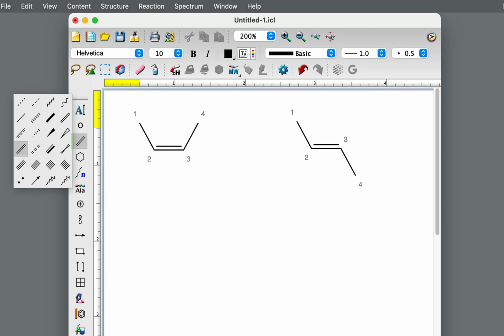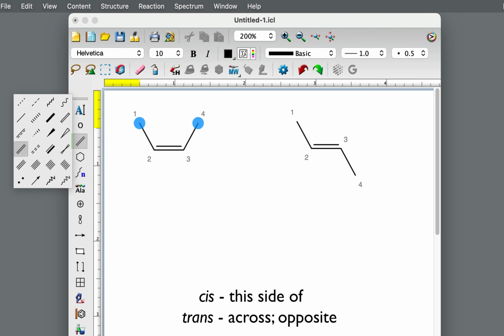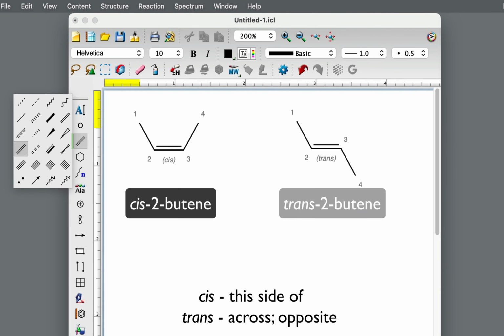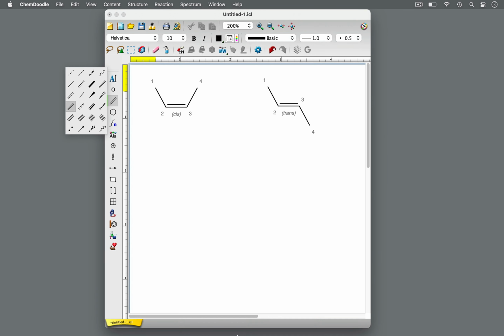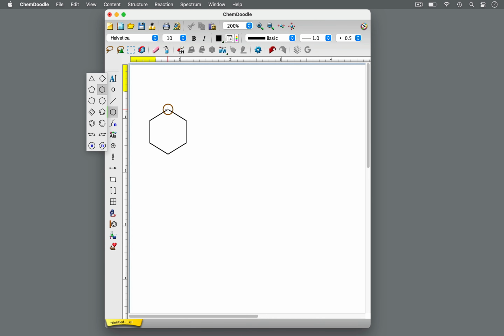One method is to use the prefixes cis and trans. In Latin, cis means this side of, and trans means across or opposite. For the molecule on the left, the methyl groups are on the same side of the double bond, so this is cis-2-butene. For the molecule on the right, the methyl groups are on opposite sides of the double bond, so this is trans-2-butene.